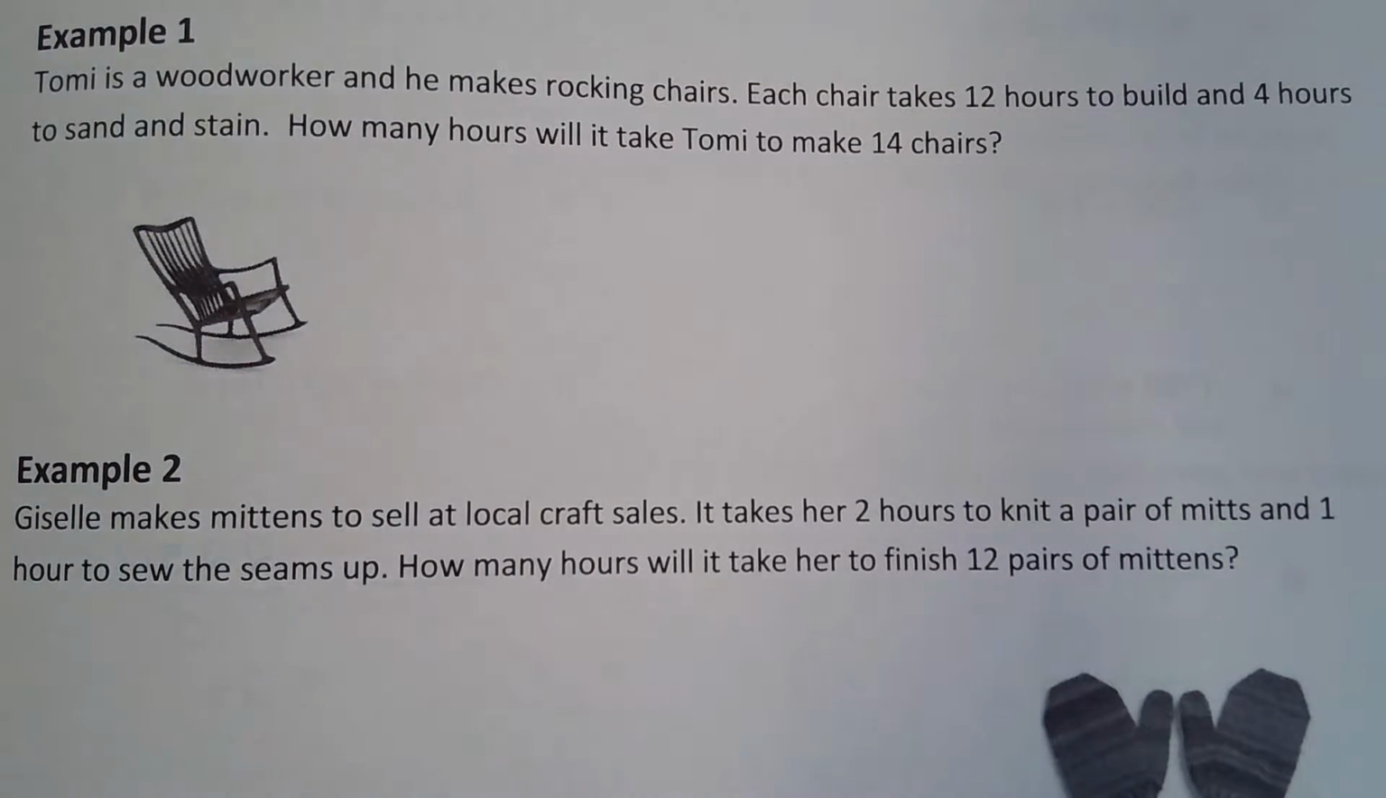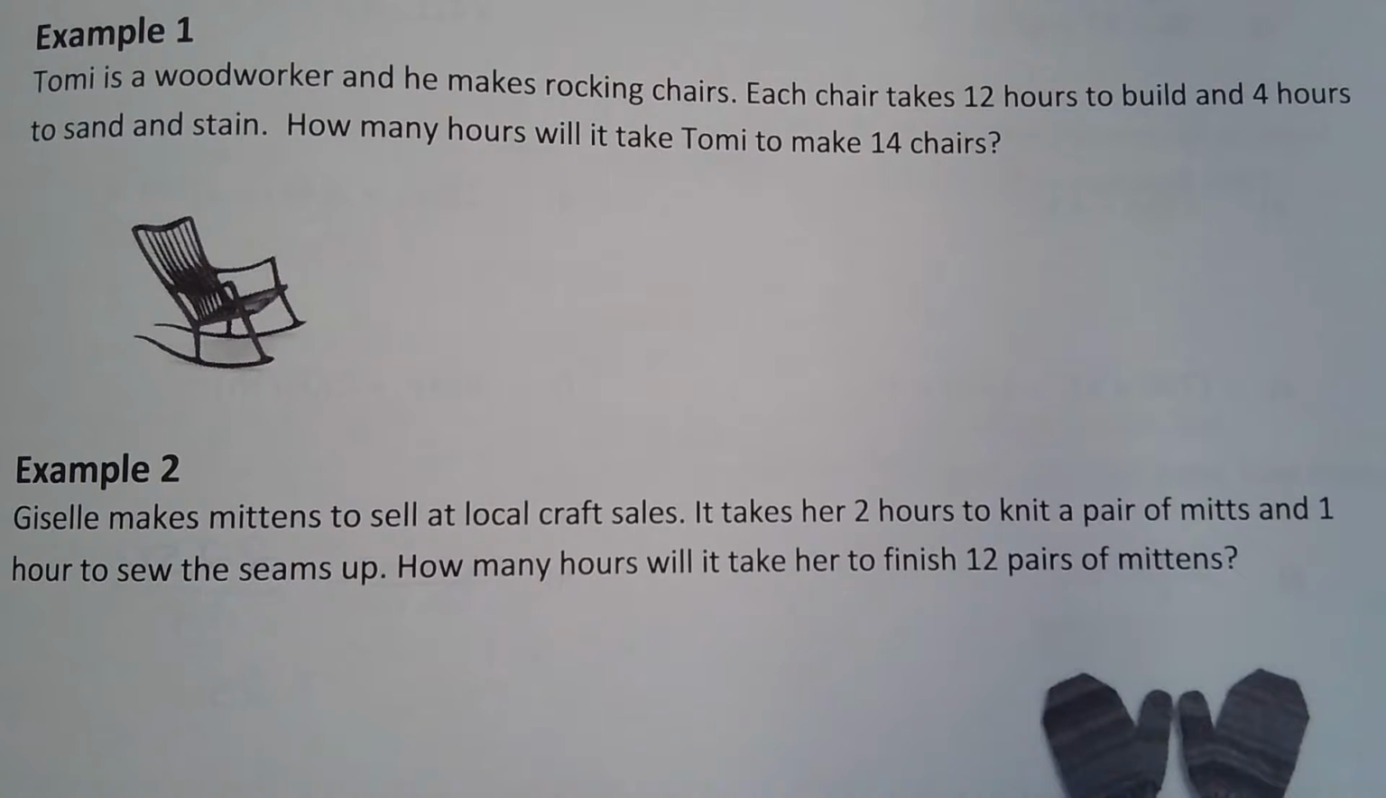It says here, Tommy is a woodworker and he makes rocking chairs. Each chair takes 12 hours to build and 4 hours to sand and stain. So there's time spent on building it, and then there's extra time to do the finishing, to paint it and all that. So how many hours will it take to make 14 chairs? Any ideas on how you can go about this?